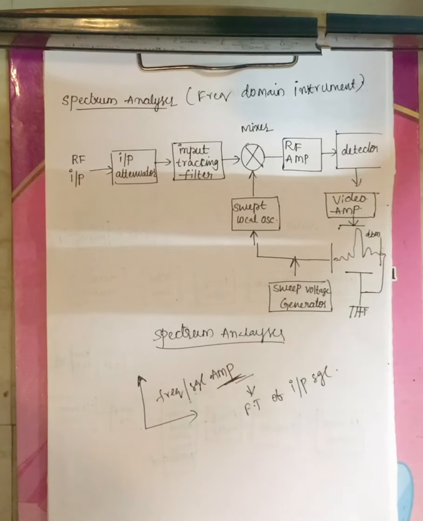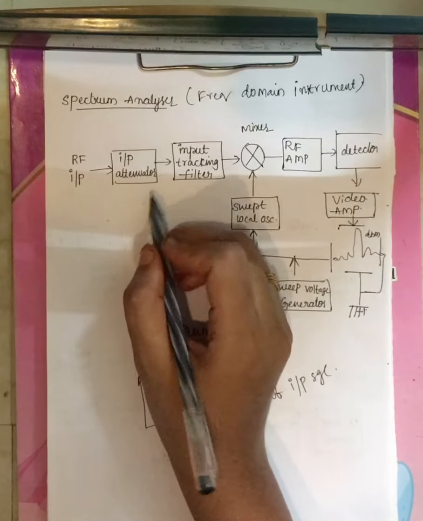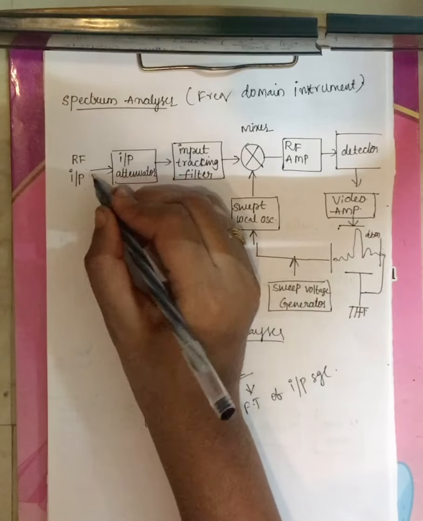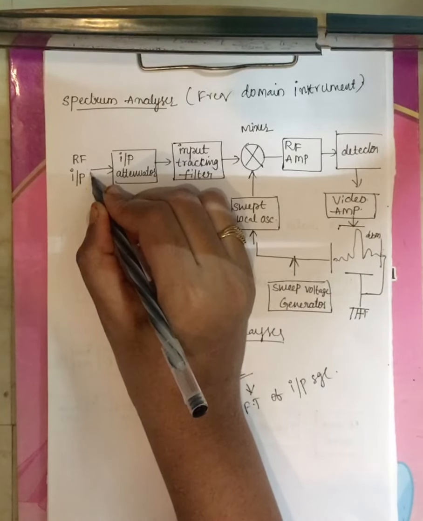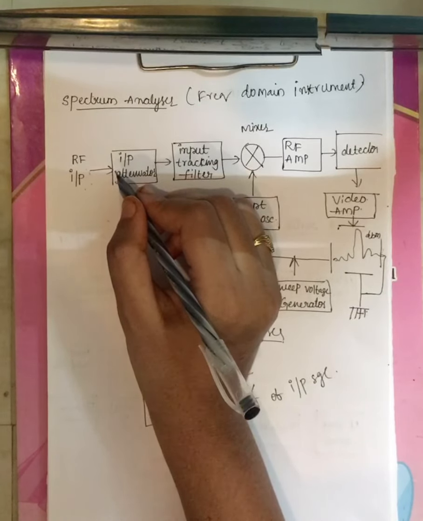Now coming to its operation, we have the RF input. Whatever signal for which we want to plot the spectrum is given as input, and that is given to the input attenuator. This input attenuator limits the input signal power so as to keep it within the normal operating range of the instrument.